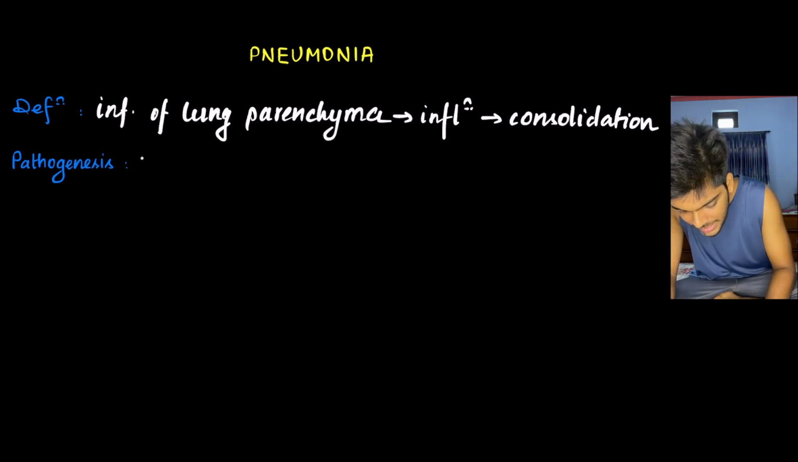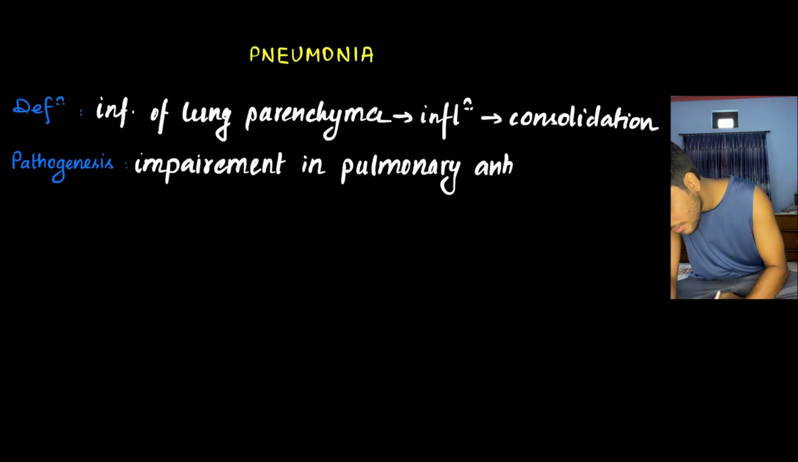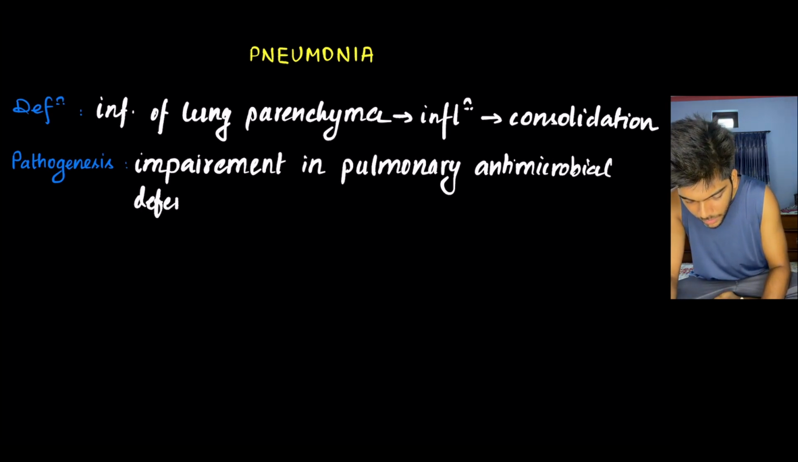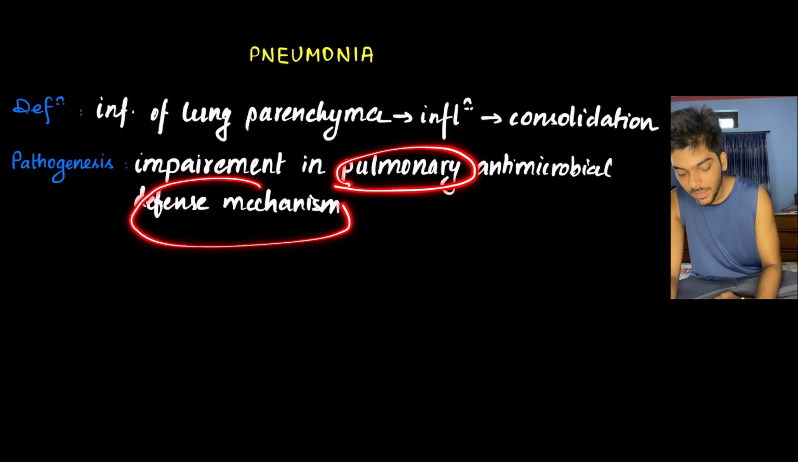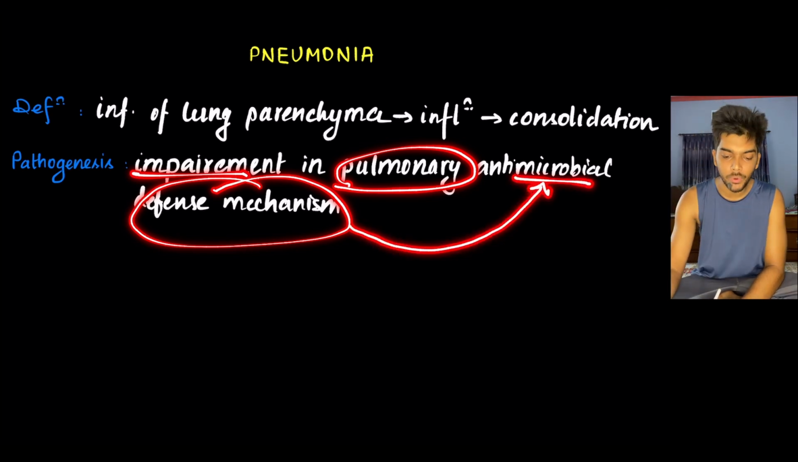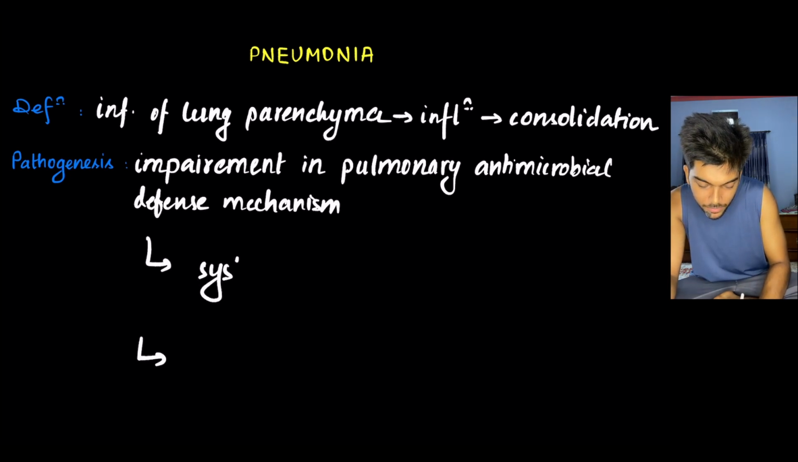So the pathogenesis is impairment in pulmonary antimicrobial defense mechanism. That is, your body defense mechanism is impaired. As a result, it is unable to fight against the microorganism, leading to infection. Now, defense mechanism is of two types. There's systemic defense, and then there is local defense.